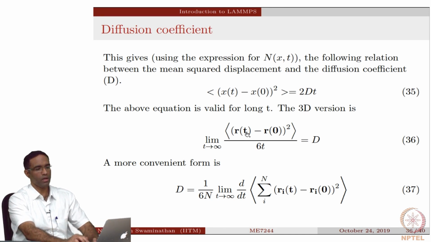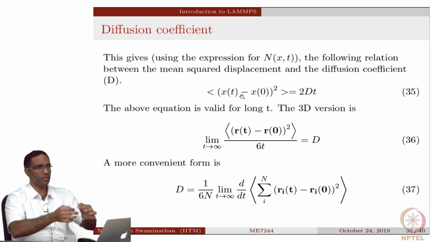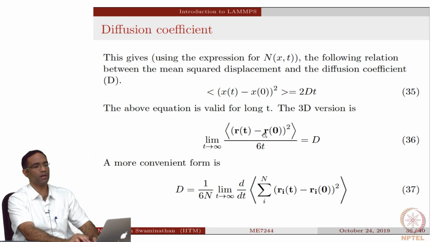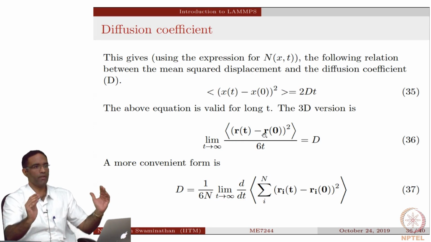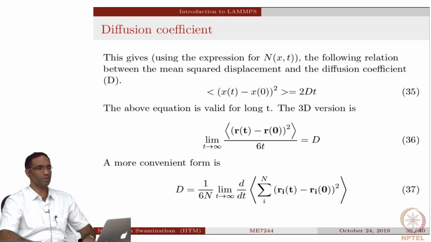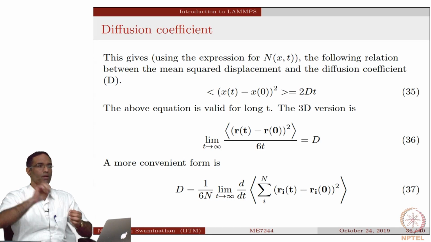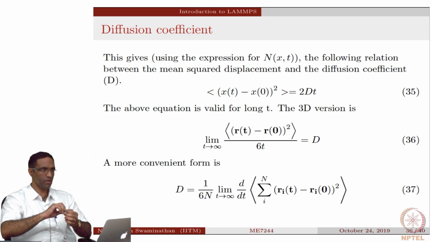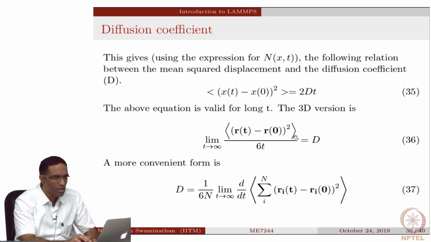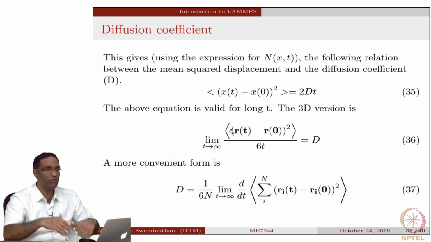So here this is x of t. Since we are talking only about one-dimensional diffusion, r of t minus r of 0, the whole square, averaged over all the atoms in the system, is nothing but the square of the distance that the particular atom has traveled at time t from its initial configuration, averaged over all the atoms in the system. So this expression here is a function of time.